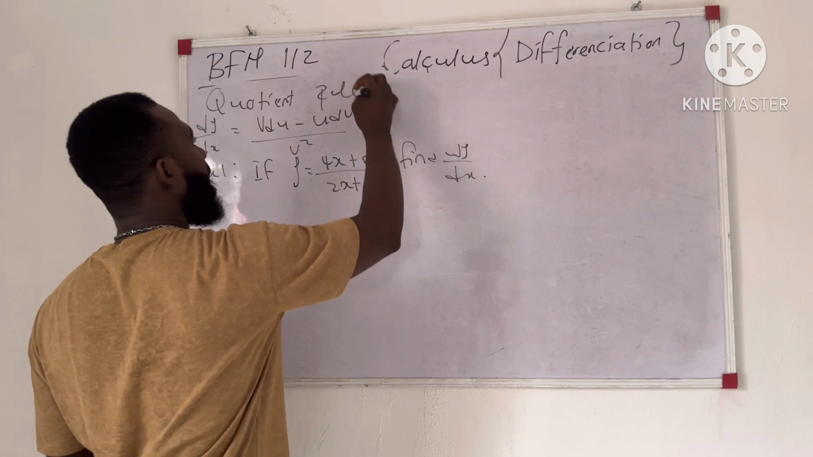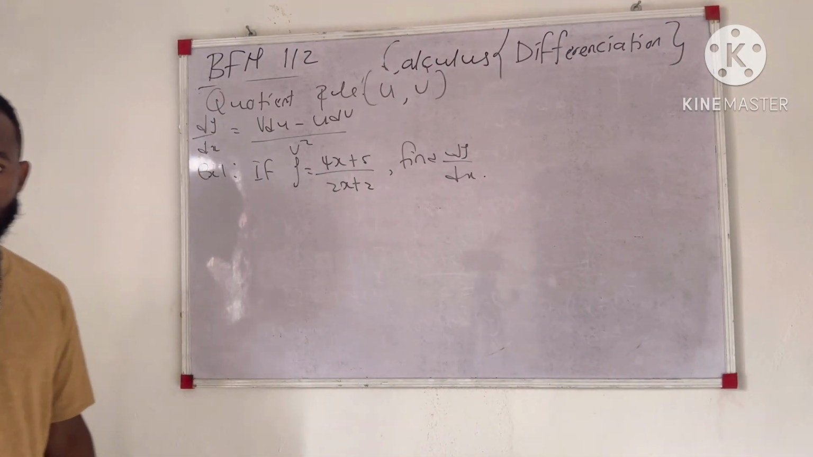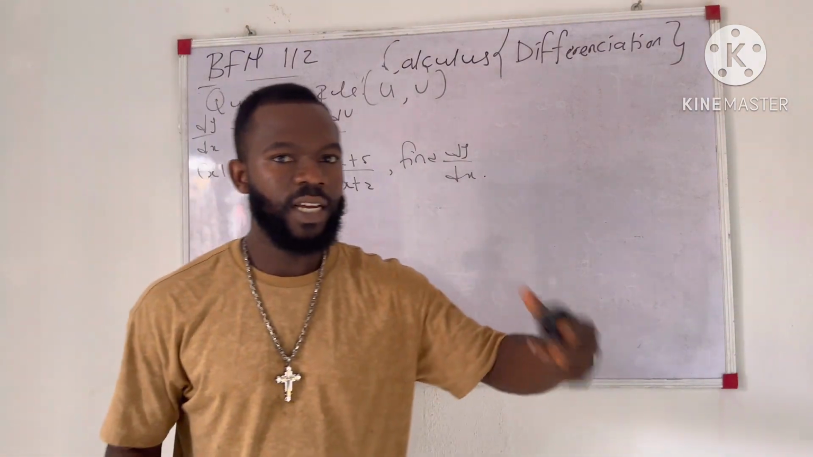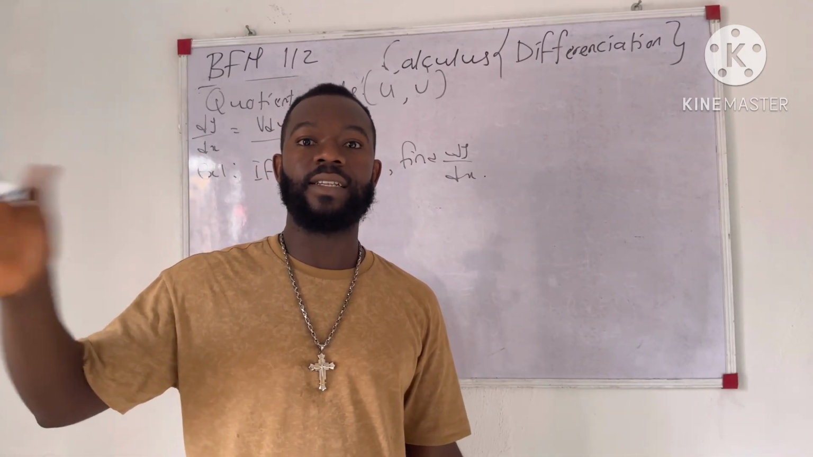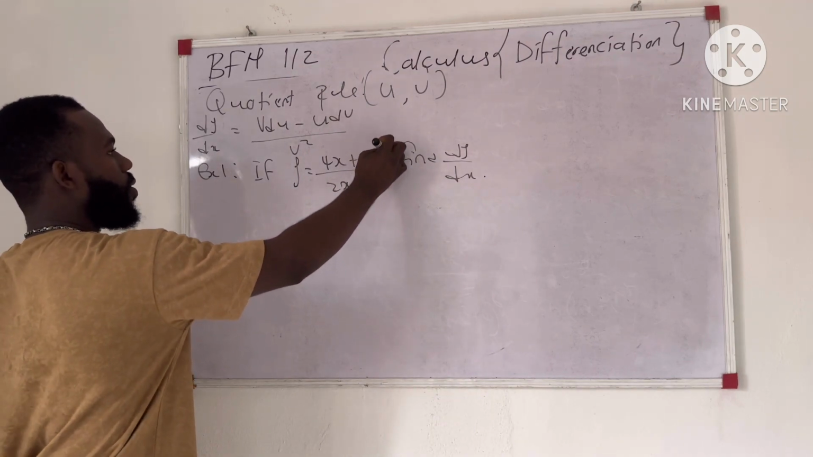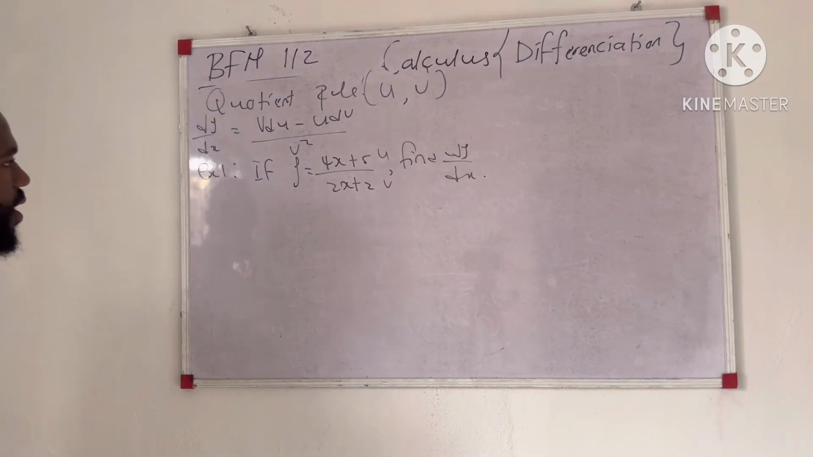Quotient rule also has 2 functions which are called u and v, just like product rule. But the difference between product rule and quotient rule is clear. Product rule says the 2 functions multiply. Quotient rule says the 2 functions divide. That's the difference. So it means here my numerator is u and my denominator is v. Alright. So now let's solve.